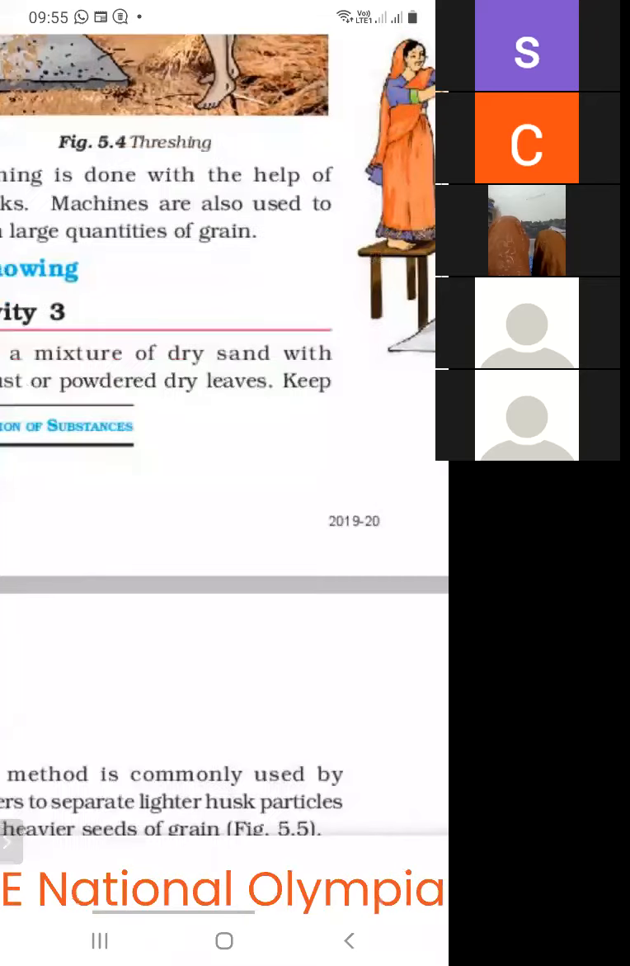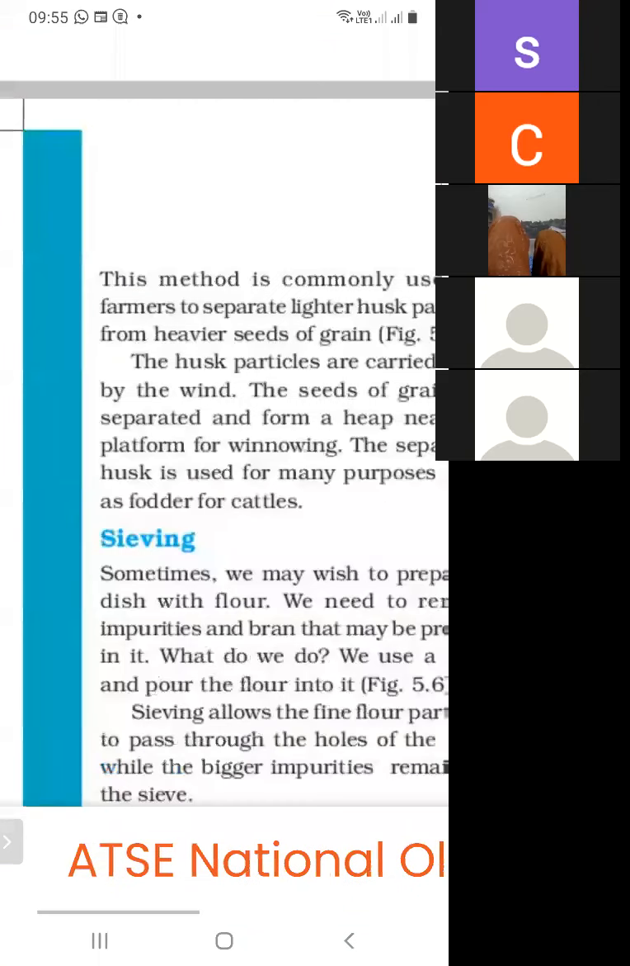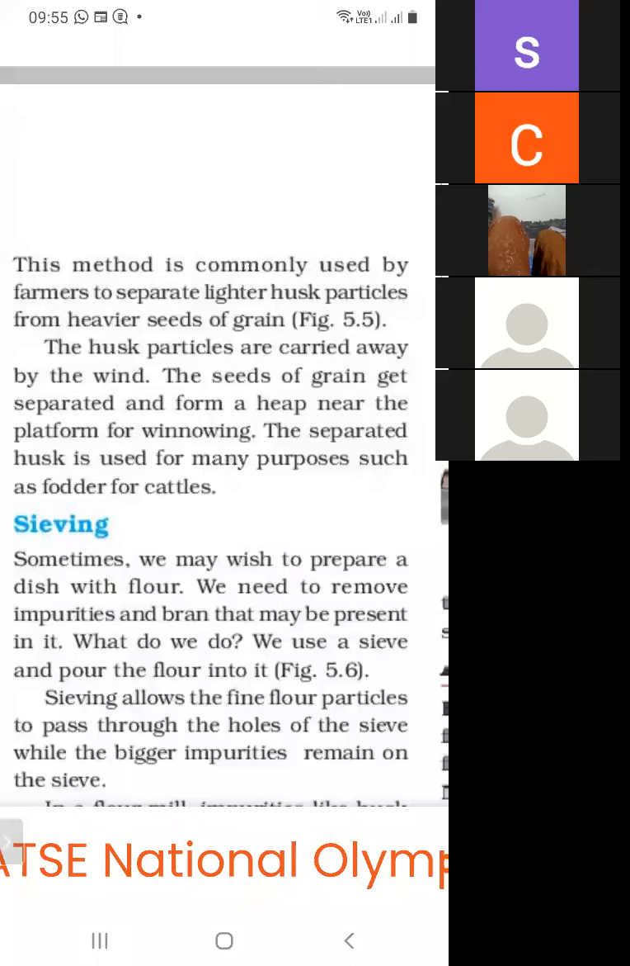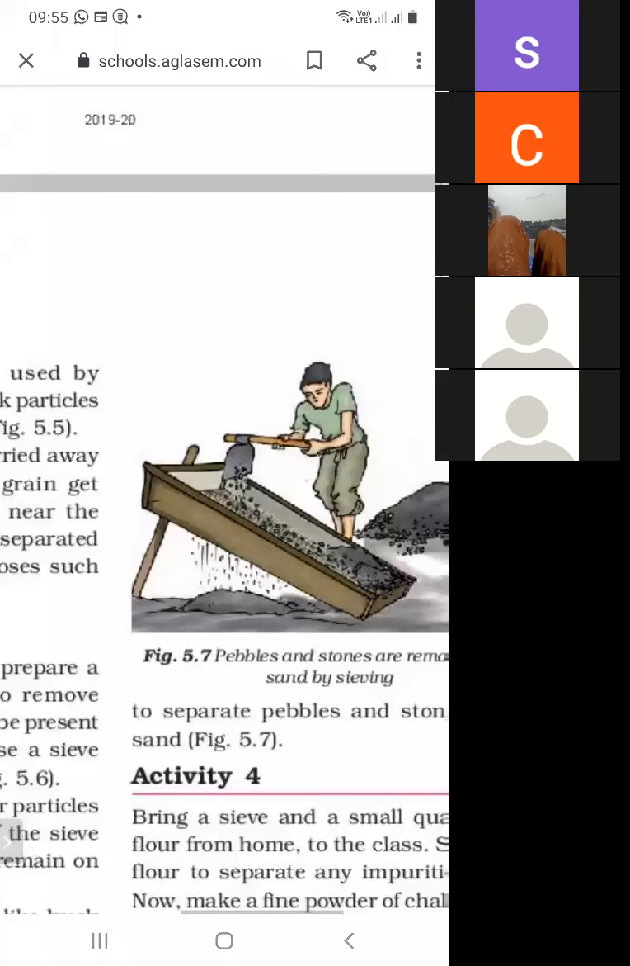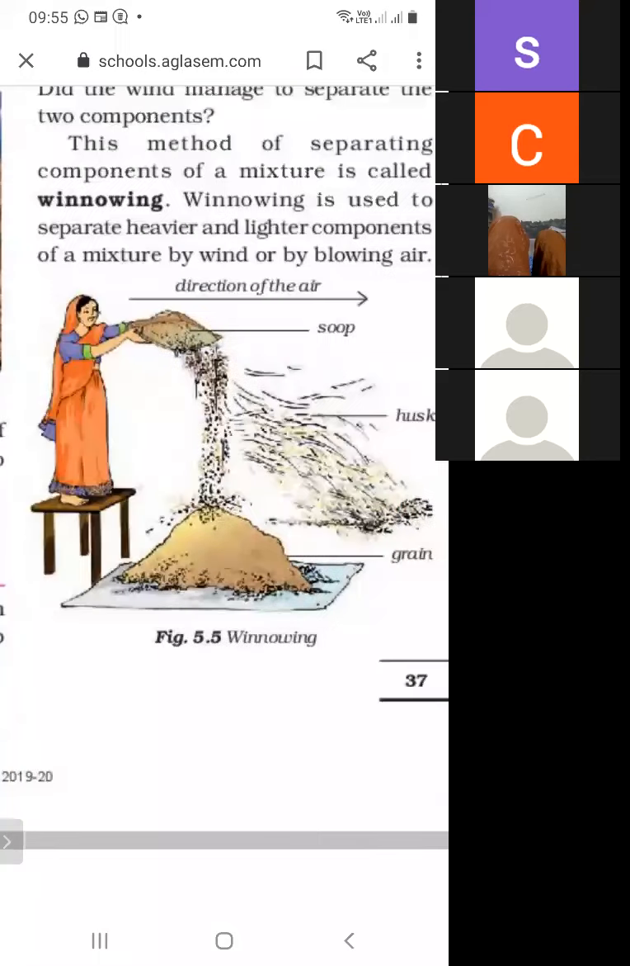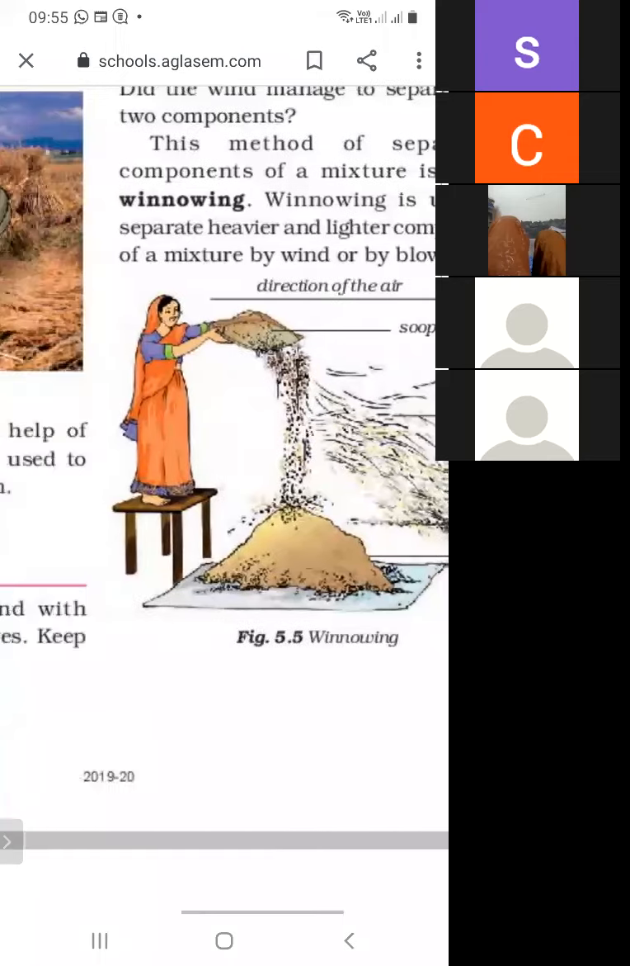This method is commonly used by farmers. It is used to separate lighter husk particles from the heavier seeds of the grains. As shown in figure 5.5, husk particles are lighter, so they are separated from these substances. So this is the process of winnowing.